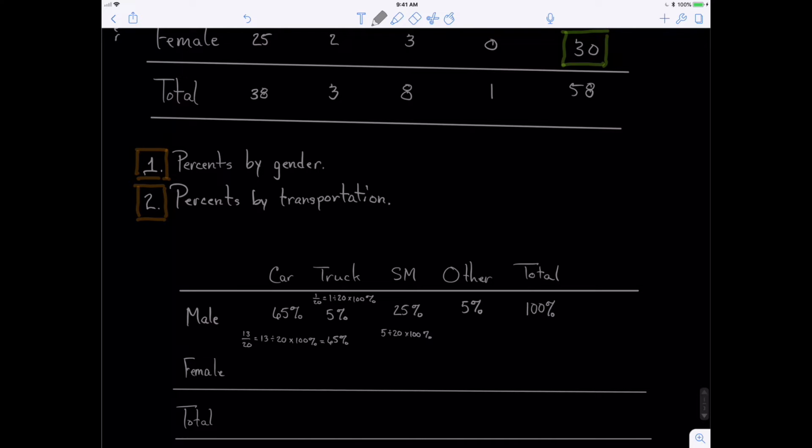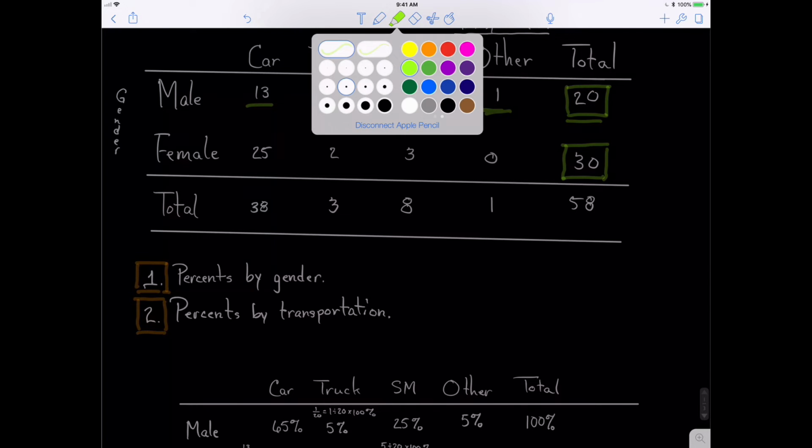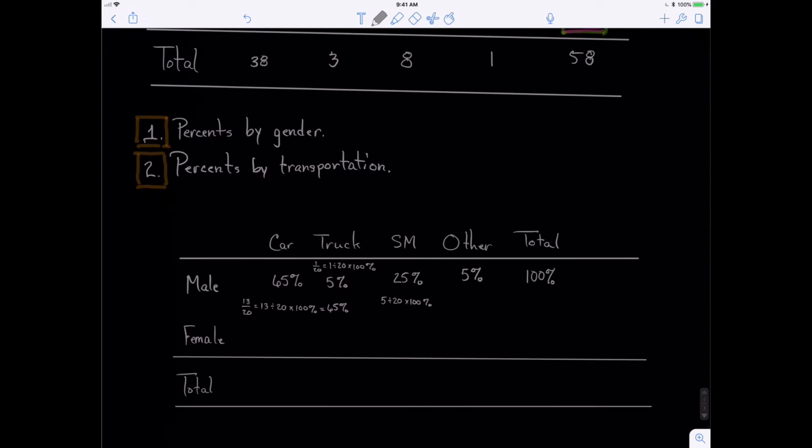Okay. Now we're going to go a little bit quicker. We're going to do the exact same process for the females. Everything is going to be based out of the 30 here. So our first calculation would be 25/30ths of the females, which is the same as 25 divided by 30. So for the females, we have 25 divided by the 30, multiplied by the 100%, and let's go to Good Grapher and check that.